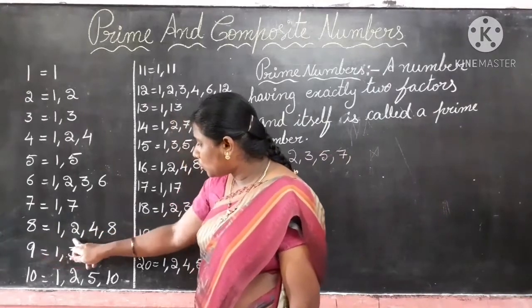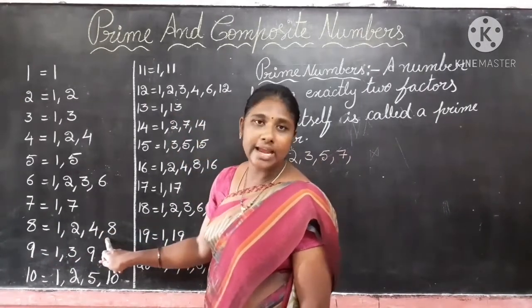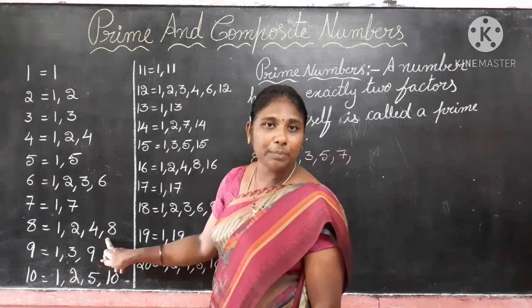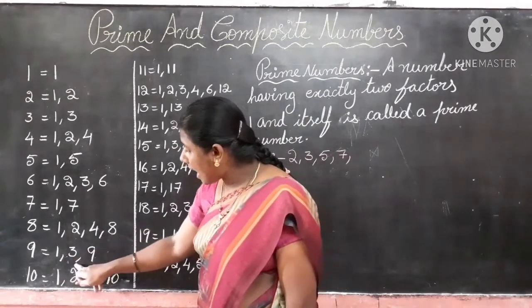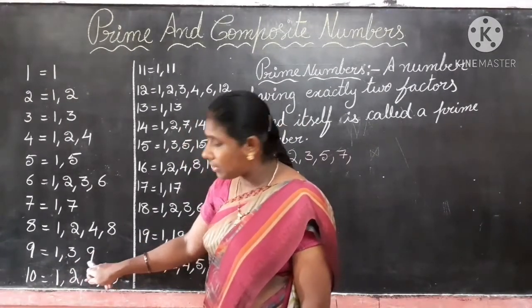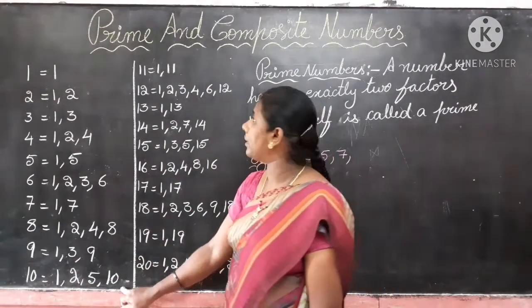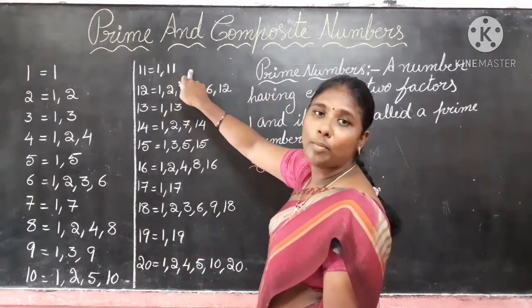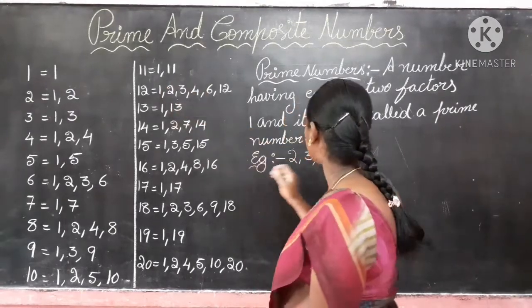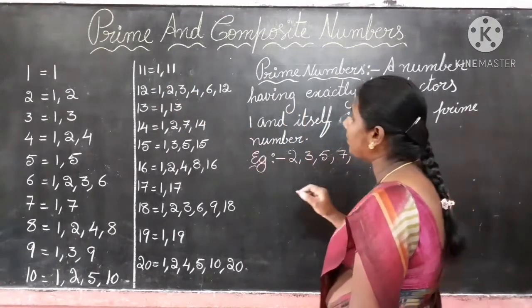8 has factors 1, 2, 4, 8, so it is not a prime number. 9 has 3 factors, so it is not a prime number. 10 has 4 factors, so it is also not a prime number. Next, 11: how many factors does it have? Only 2. So 11 is a prime number.